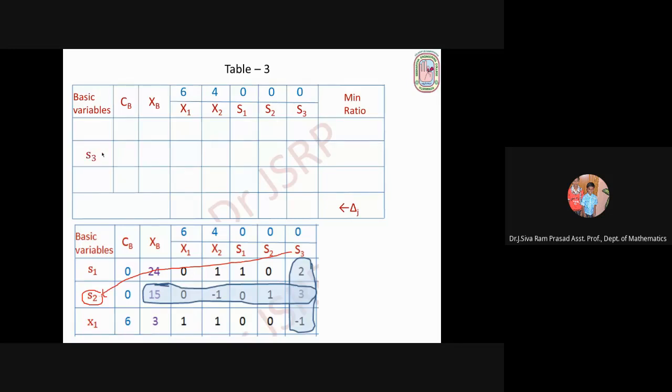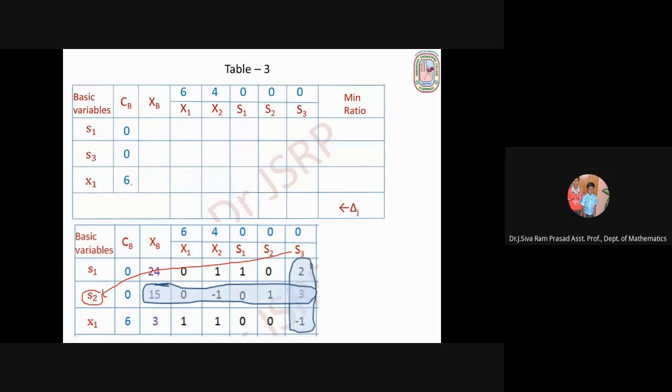That is, in the next solution, we have S3 in place of S2, that is, S3 in the second position. The other two variables remain the same: first S1, then third place X1. So these two remain the same. As for cost, S1 cost is 0, slack variable. S3 cost, slack variable, is 0, and X1 cost is 6.